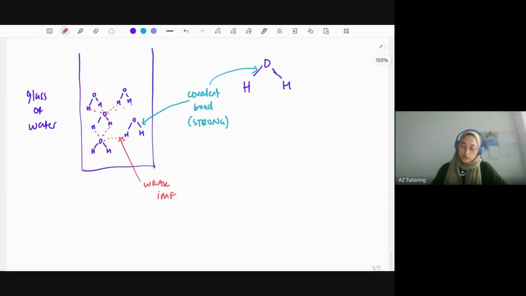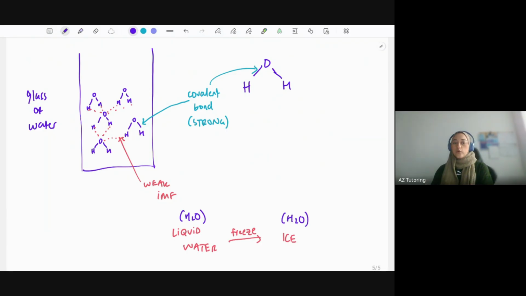So just to explain it to you, let's say we've got liquid water, which is in that glass. If we then freeze it, we get ice, but ice is still water. It's still H2O. Liquid water is H2O. Ice is also still H2O. So what have you overcome? You've overcome them intermolecular forces.